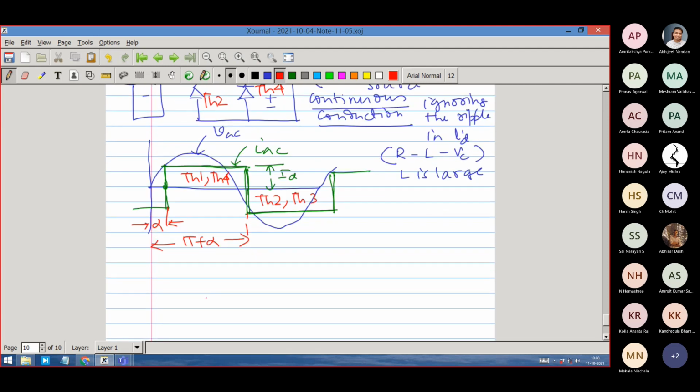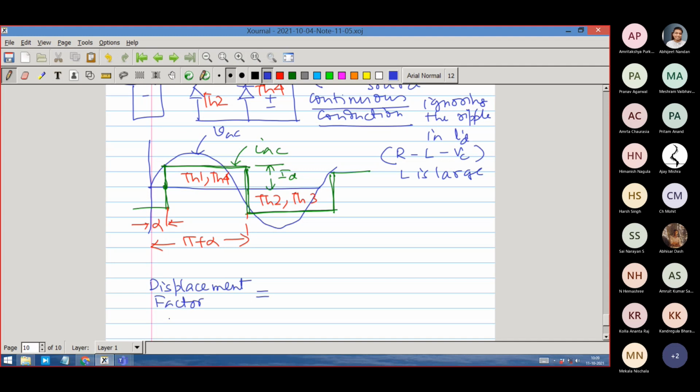Now we define a few things. First we define a quantity which we call displacement factor. You first look at the English: the word displacement is important here. It is essentially trying to say how much the current is displaced with respect to the voltage.